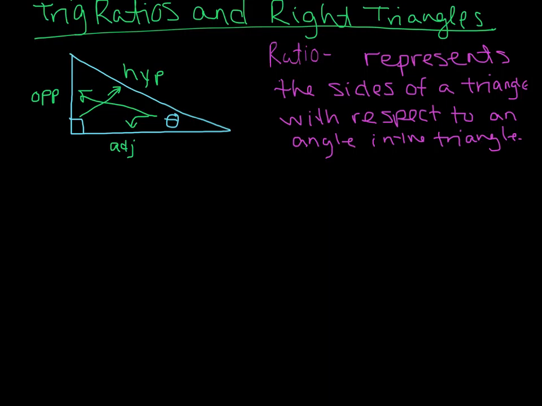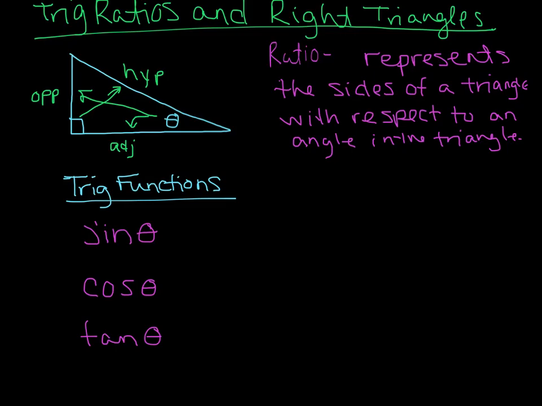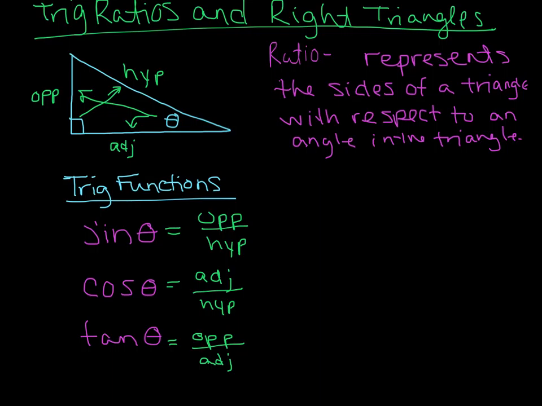Now you need to know the 6 basic trig functions. And those are sine, cosine, and tangent. We know sine is opposite over hypotenuse. Cosine is adjacent over the hypotenuse. And tangent is opposite over adjacent. And you can remember that from the SOHCAHTOA.